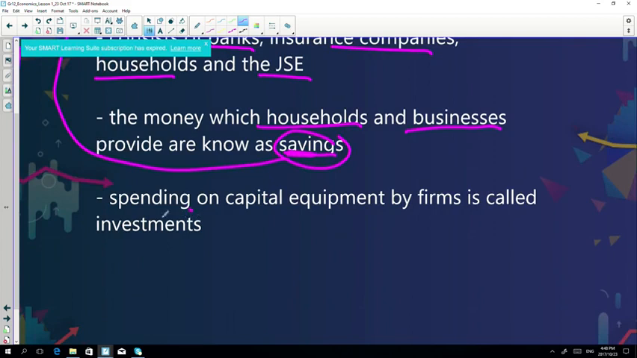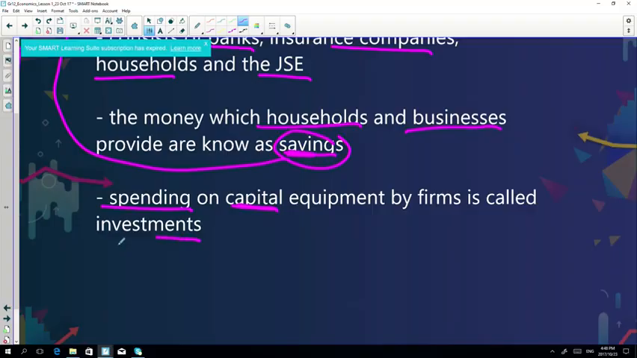So here we have the spending on capital equipment. This equipment is used to generate income. So it's used to manufacture products that can be sold in order to generate income. So if you purchase or spend on capital equipment, then the investment is guaranteed, because from there you will be able to sell the products that you've manufactured, and that will bring income into the business.